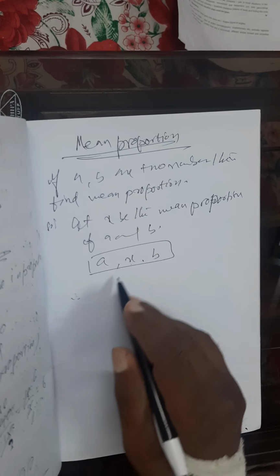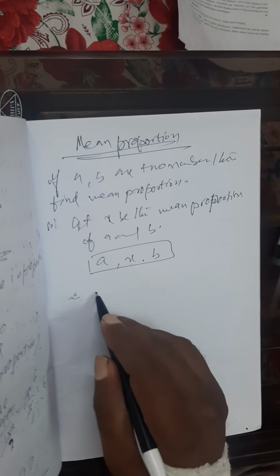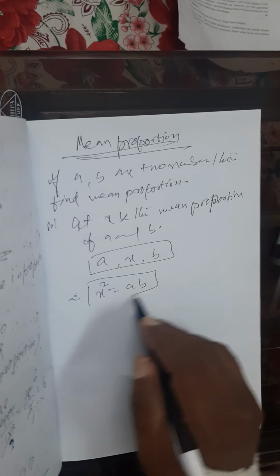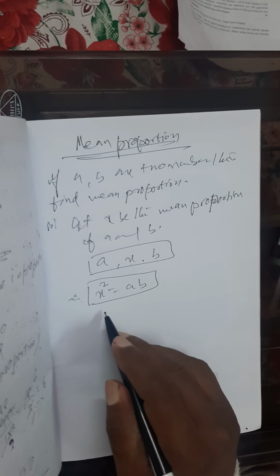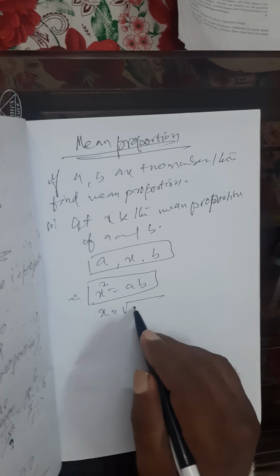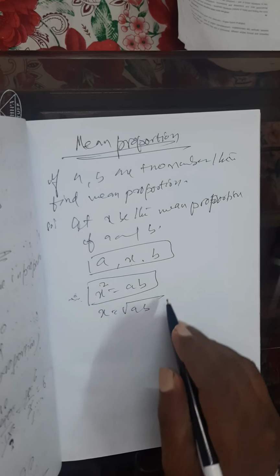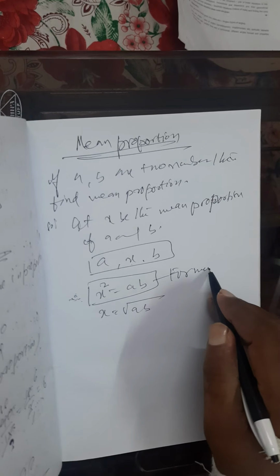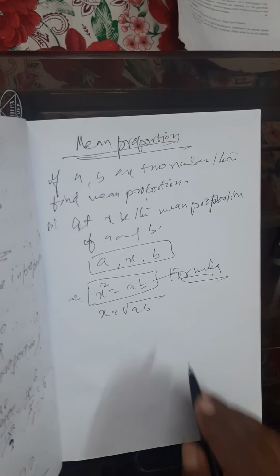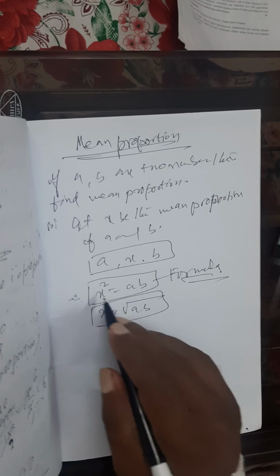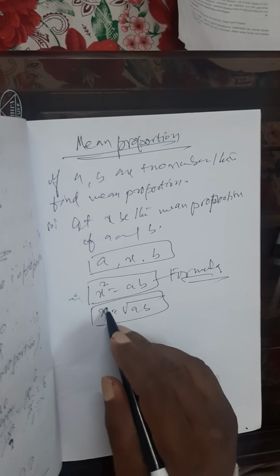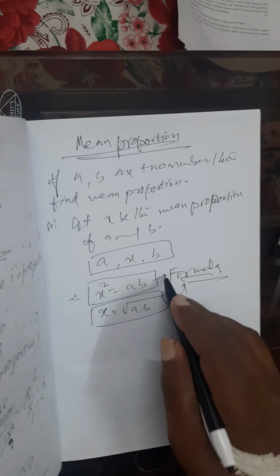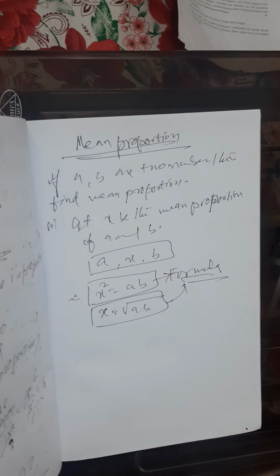So here x is what? x square equals AB, or x equals square root of AB. This is the method, or formula, to find the mean proportion. These are two ways: either x square is AB, or otherwise just take the root of AB to get x. These two are the formulae to find the mean proportion.